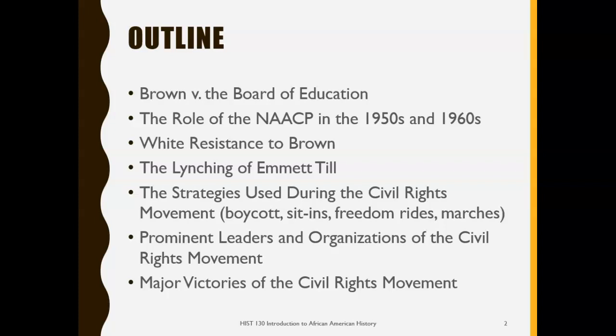After that, the most important part of this lecture will be the review of the strategies used by the civil rights leaders during the civil rights movement. So the strategies include boycotts, sit-ins, freedom rides, and marches. And then after that we will summarize the prominent leaders and organizations of the civil rights movement, and finally we will also summarize the major victories of the civil rights movement.